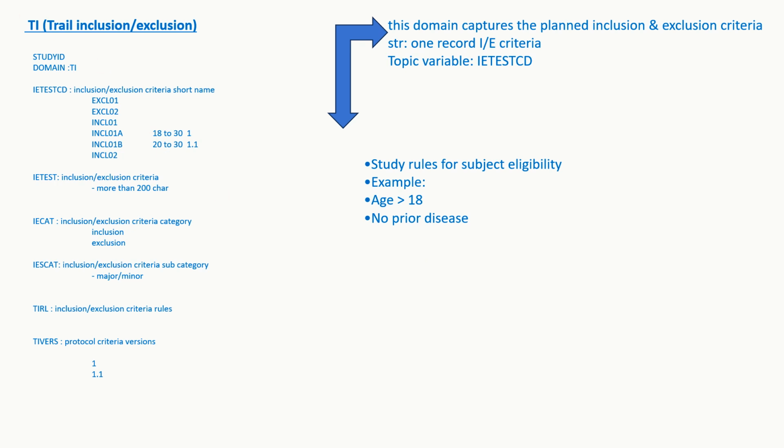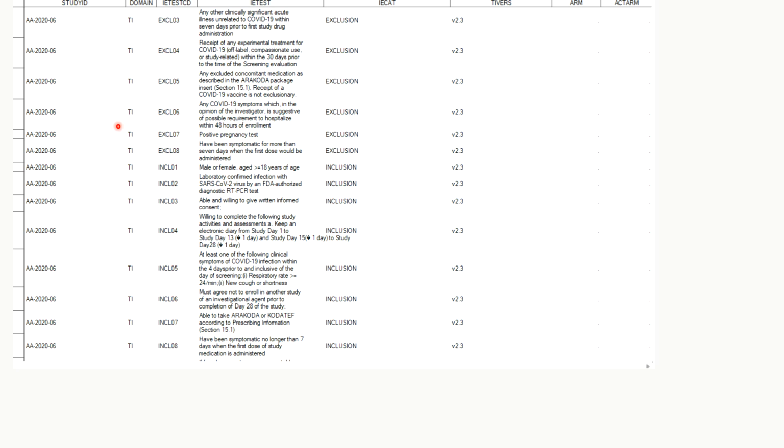Okay. So here I have captured some of the eligibility criteria and inclusion exclusion criteria details. See here, we can see study ID, domain, IE test code, IE test, IE test category, and TI version. That protocol version will be captured here, and ARM code. If ARM code is available, we will capture it here. If not available, we can keep it blank.